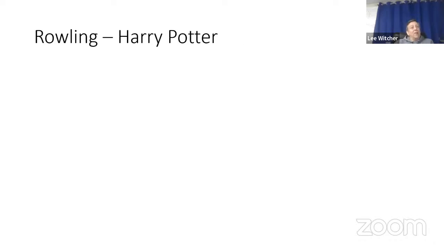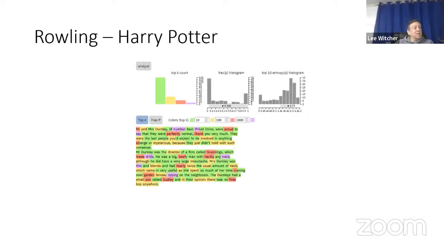So if we look at Harry Potter, J.K. Rowling's book, I pulled some stuff out of there. Bam, a lot of color in that.